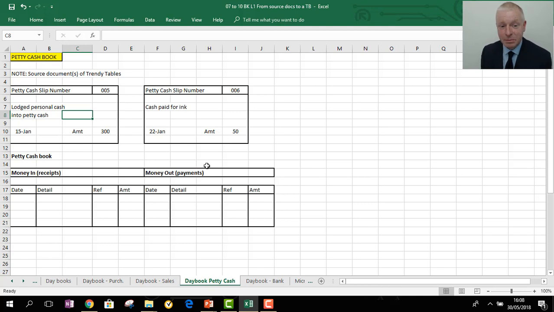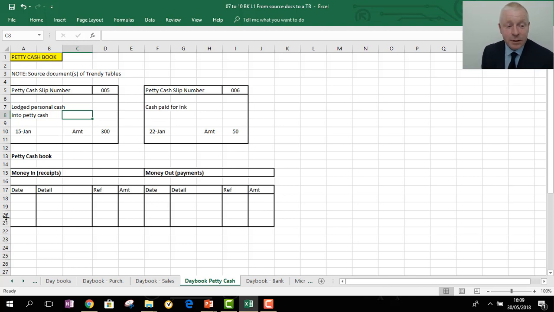In the petty cash book, we have it split into money in, receipts, and money out, payments. Pretty basic. Money in would be monies from any source that's being allocated towards petty cash, and then every time money is spent, we're going to put in the details of the transaction on this side of the petty cash daybook. So let's have a look at our vouchers or our petty cash slips. On this one here on 005, we can see that there was money lodged. It says lodge personal cash into petty cash. That might be the business owner putting some monies in on the 15th of Jan for 300.